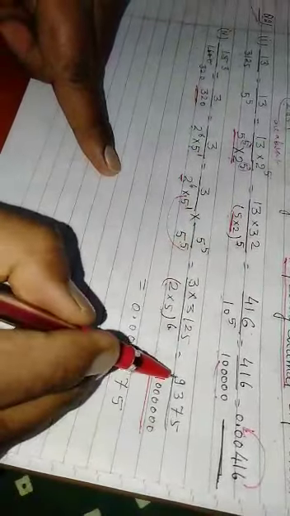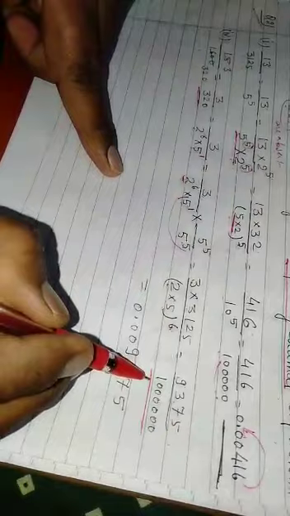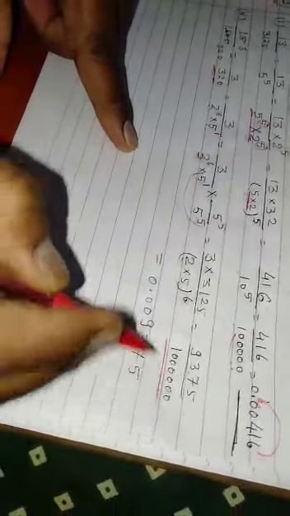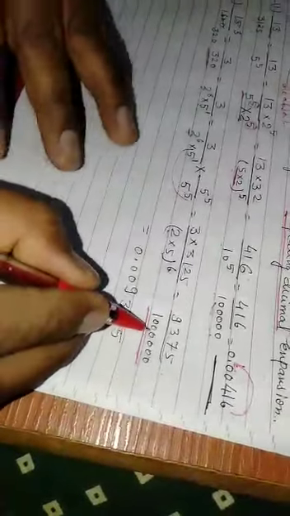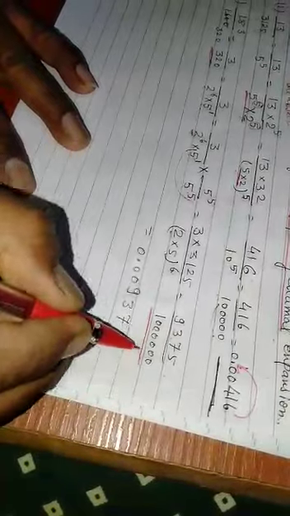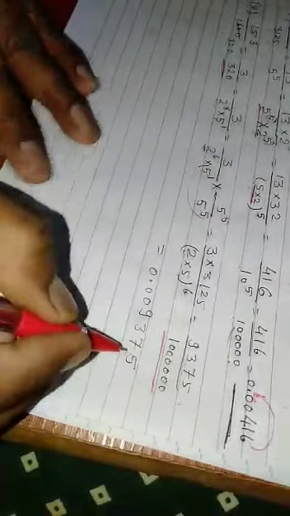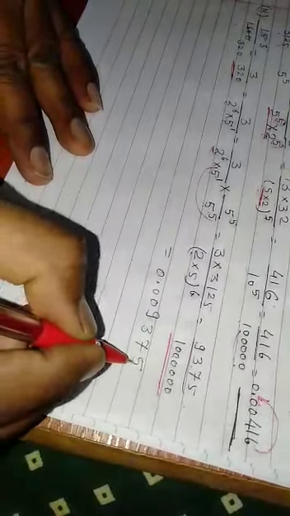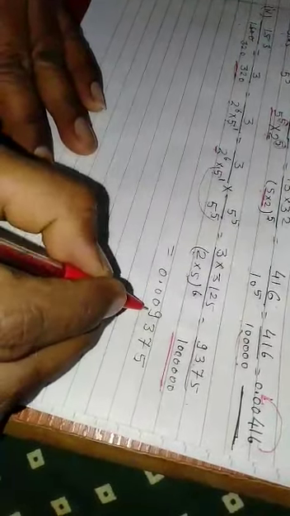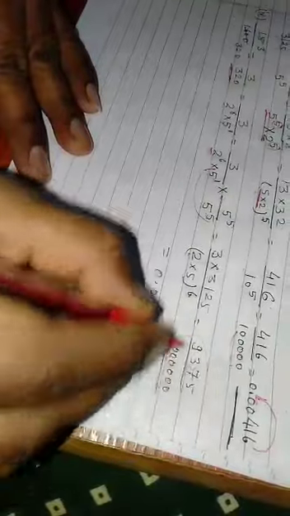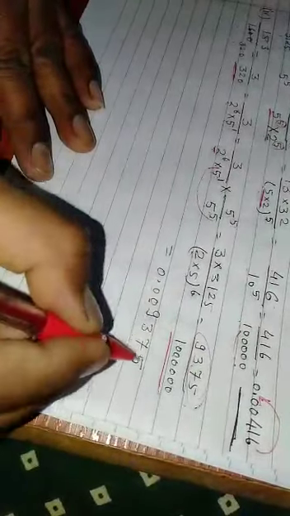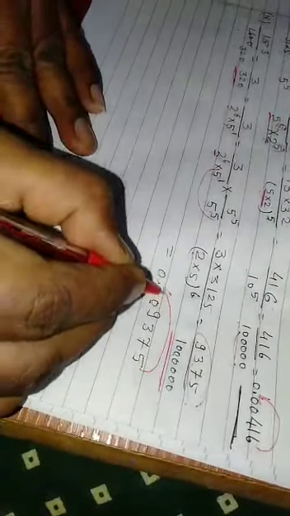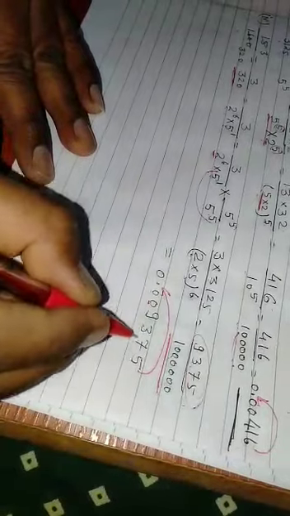After multiplication we get 9375 divided by 1 and 6 zeros. As we know, in the denominator we have 6 zeros, so after 6 digits from the right side we put the decimal: 1, 2, 3, 4, and we have only 4 digits here, so 2 more zeros we put here for completing 6 digits, and it will be 0.009375.